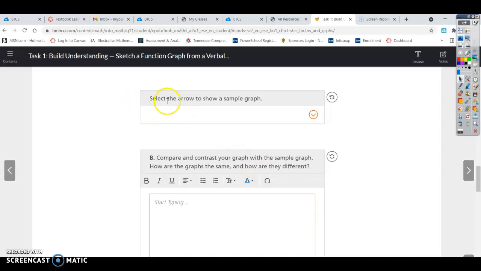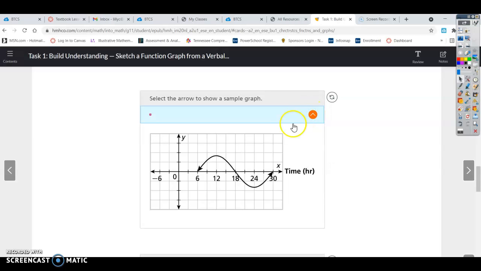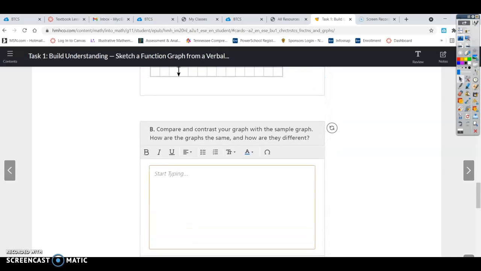All right, it says select the arrows to show a sample of the graph. So this is going to show you a sample of their graph. They went on to 30 hours, so they're all the way to the point where the sun's going to come up again. But you can see they also added the arrows, which means it's continuous. So every day the sun comes up and goes back down.